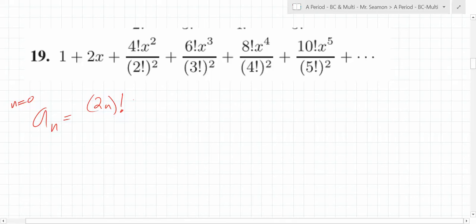x to the what? x to the n. Over n factorial, squared. Very nice. There it is.